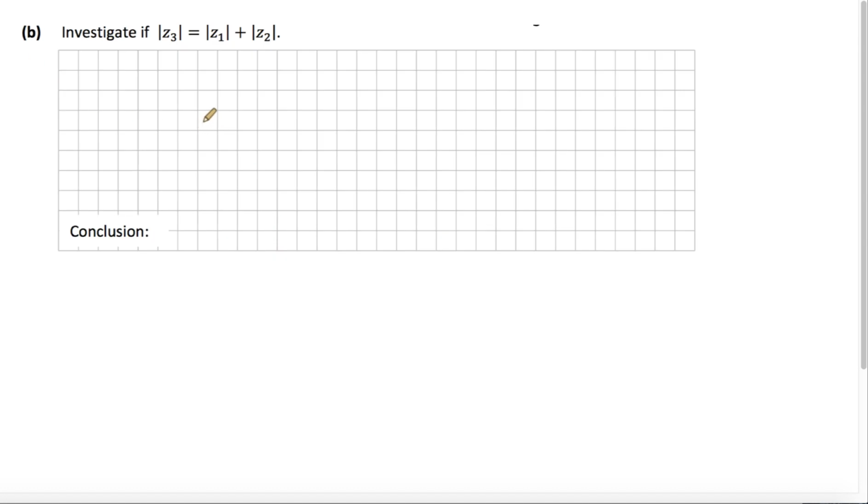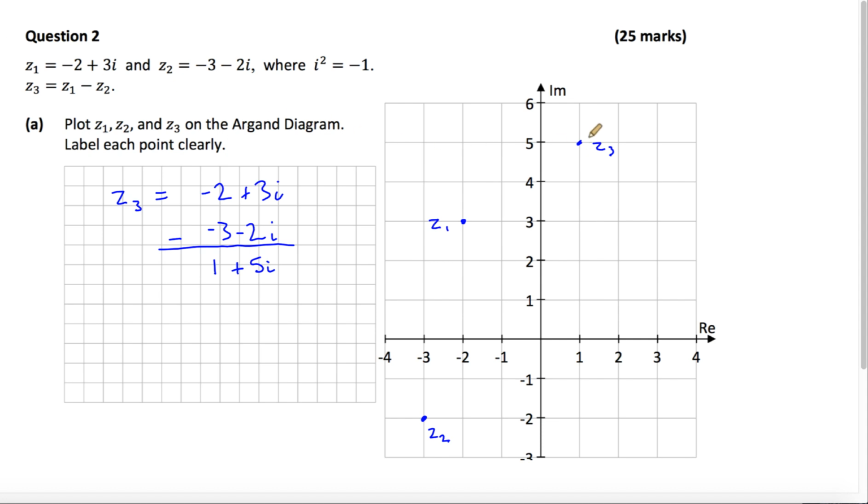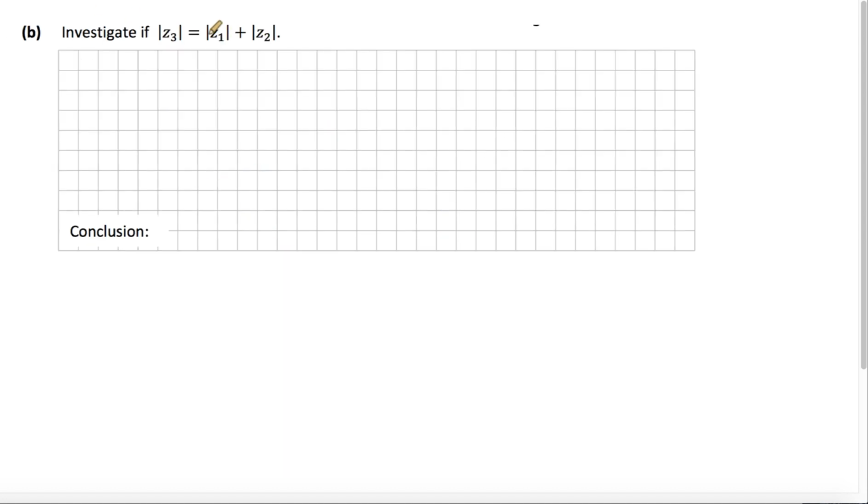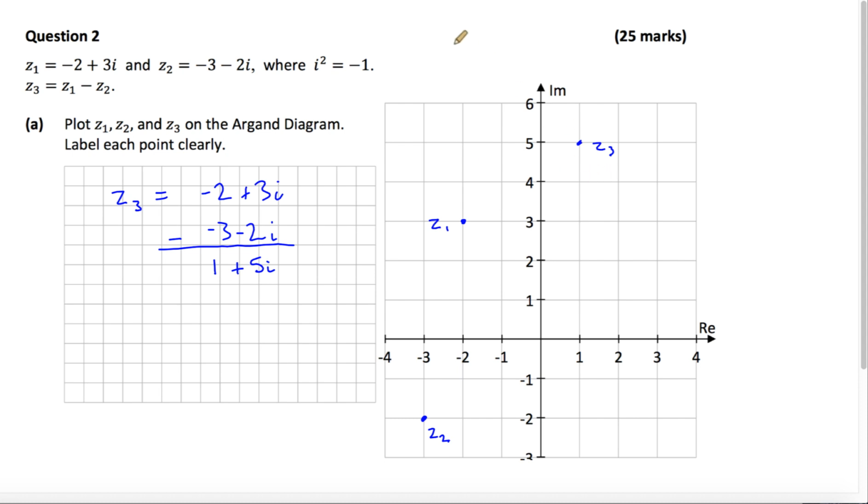Part B asks us to investigate if the modulus of Z3, these straight brackets here mean modulus, the distance from the origin, is equal to the modulus of Z1 plus the modulus of Z2. So we have to find out the modulus of all three complex numbers. That's just Z3, modulus of Z3. What they mean there is they want to know what's the distance from the origin to the complex number Z3.